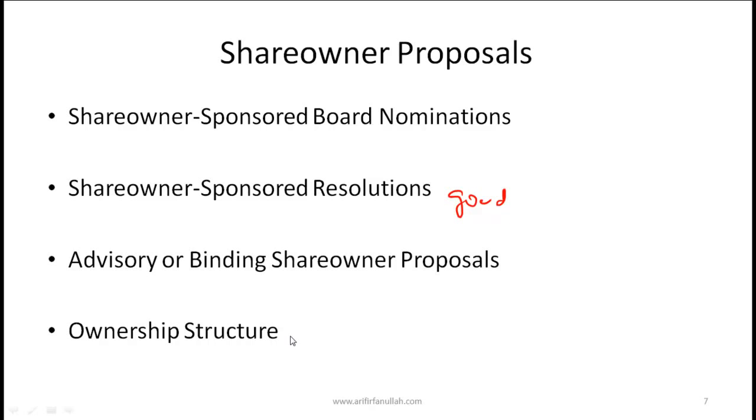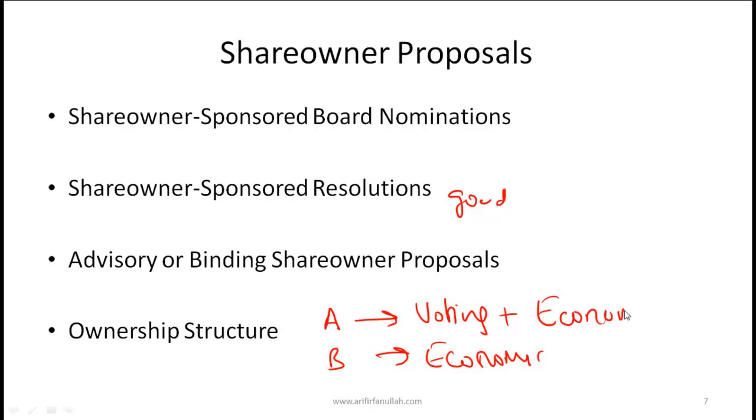Ownership structure. Here we should examine the company's ownership structure to determine whether it has different classes of common shares that separate the voting rights of those shares from their economic value. Let's say a given company issues Class A and Class B common shares. Class A have voting rights, whereas Class B have only the economic benefit. So A, we should say, have both voting plus economic benefit.